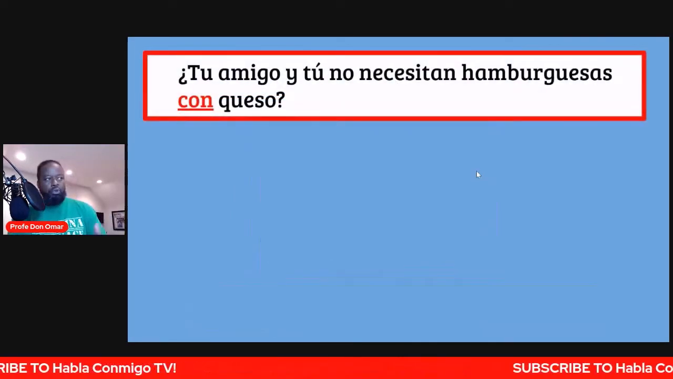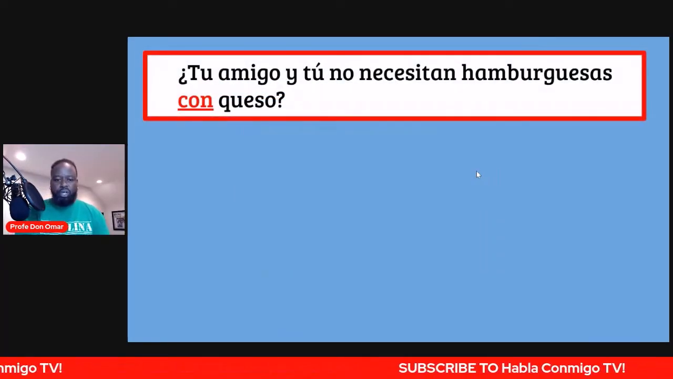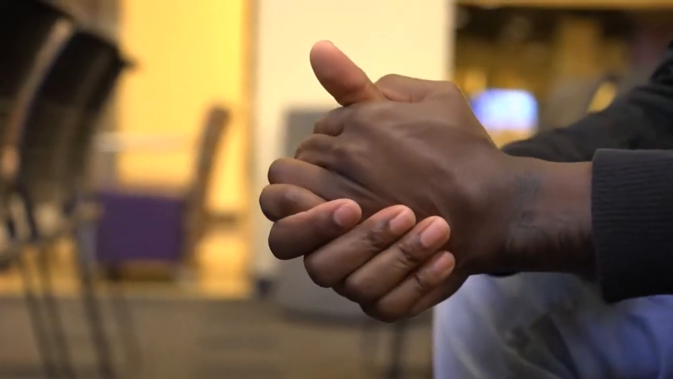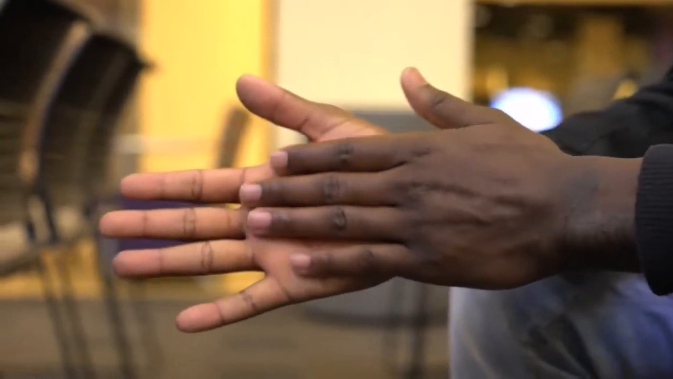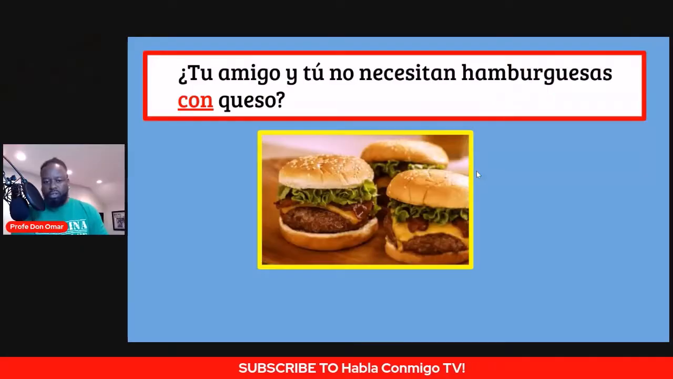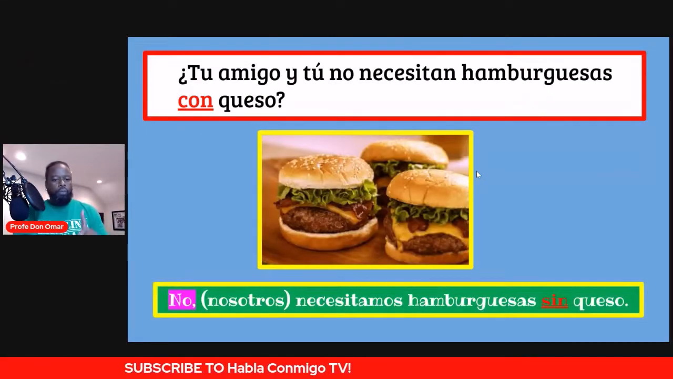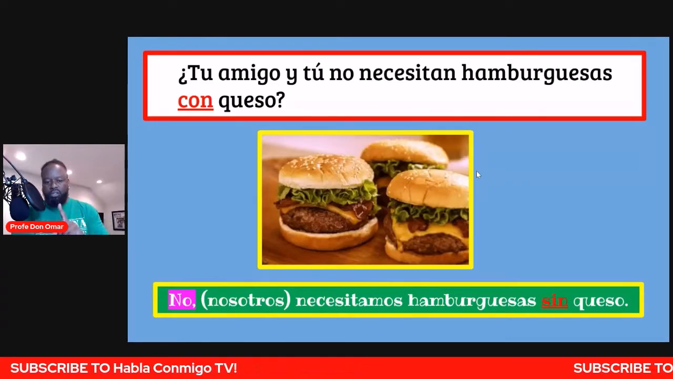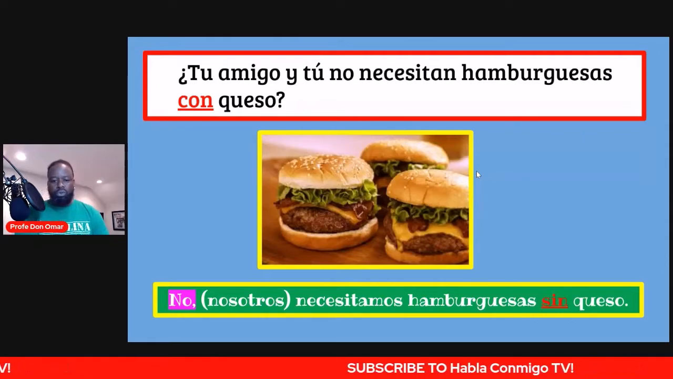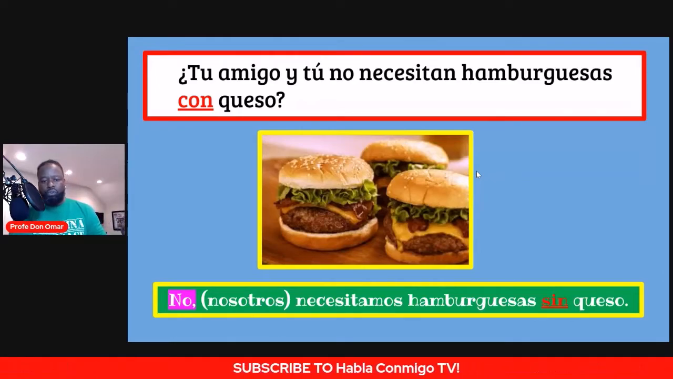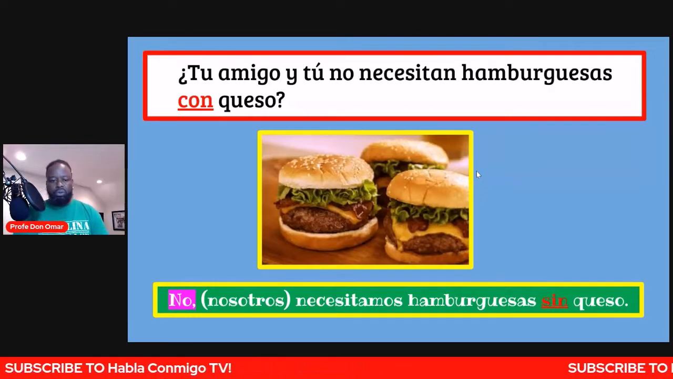¿Tu amigo y tú no necesitan hamburguesas con queso? Queso, if you've been to any Mexican restaurant, you know what queso is, right? If you don't eat queso, queso is going to be cheese. Check it out. No. Nosotros necesitamos hamburguesas sin queso.